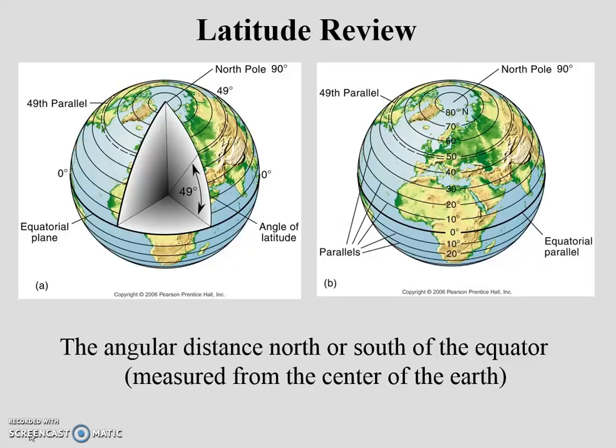Remember that these lines of latitude are called parallel lines, and the equator, which is 0 degrees, divides the Earth into the northern hemisphere and the southern hemisphere. So when we see a latitude, we always see a north or a south associated with that coordinate. We know that the latitude lines are an angular distance that's calculated from the center of the Earth, measured outwards. So as we see here from the equatorial plane, we have an angular distance of 49 degrees, and that represents 49 degrees of latitude on the Earth's surface.